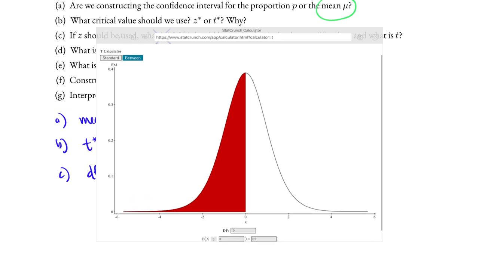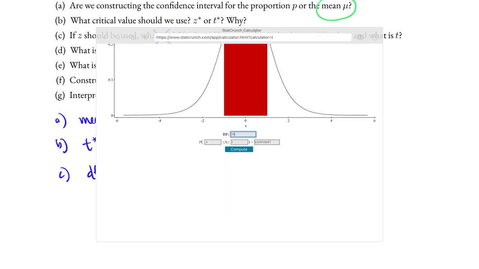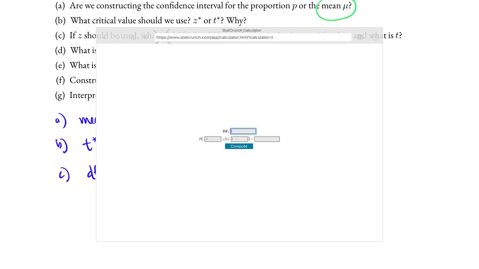We click the feature between because we are interested in the confidence interval in between here. We input the degree of freedom, which is 69. This is very important. The same level confidence interval would give us a different critical value t for different sample size or different degree of freedom. Since the sample size is 70, the degree of freedom is 69.